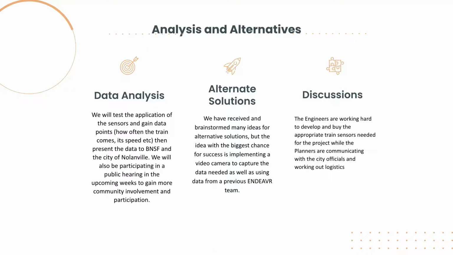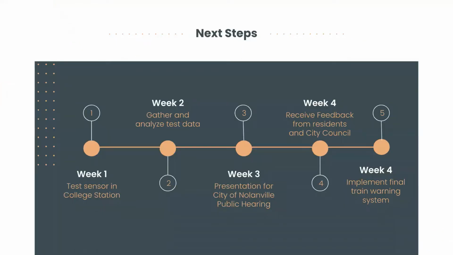We are working really hard to plan with the logistics of the city officials and make sure the sensors are working properly. So for the next couple of weeks, our goals are to test the sensor here in College Station first before we head out to Nolanville, gather and analyze the data, and then present the data to Nolanville at the public hearing. Then we also want to receive feedback from the residents and the city councils, and hopefully finally implement the final train warning system.